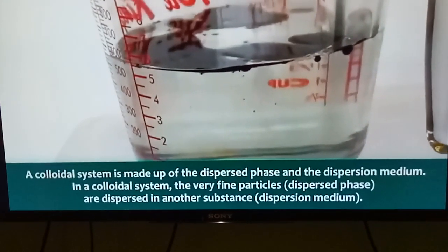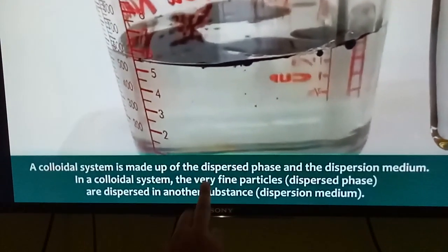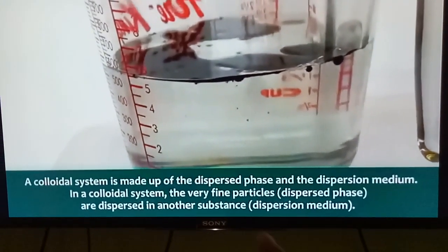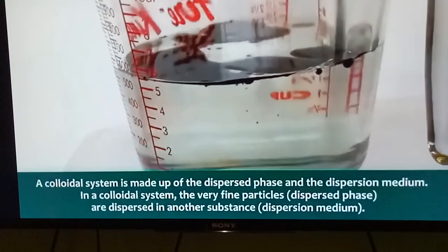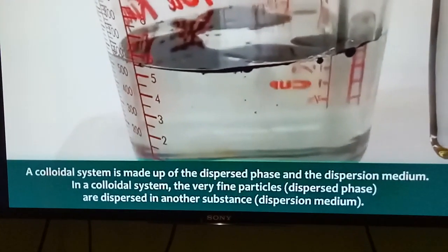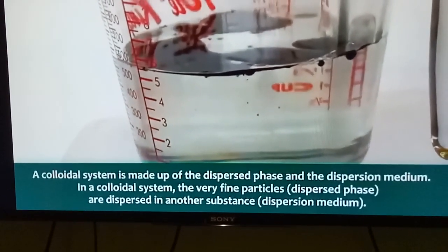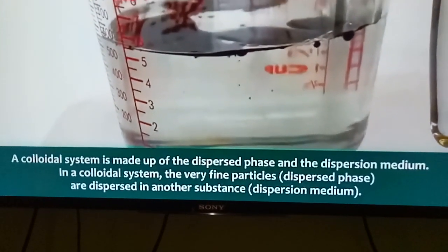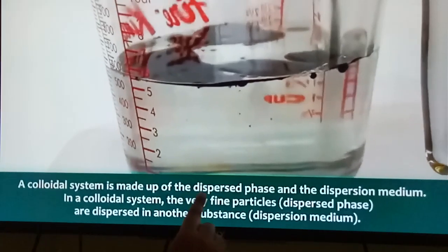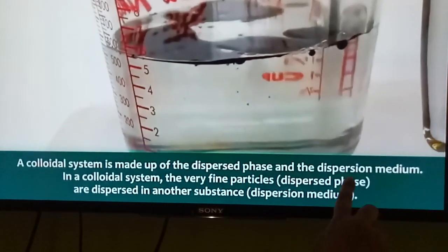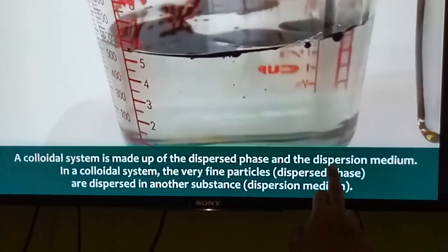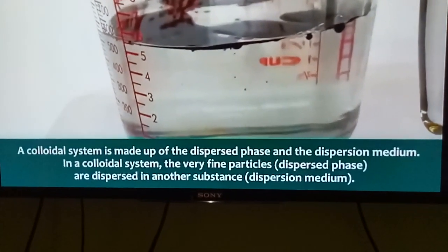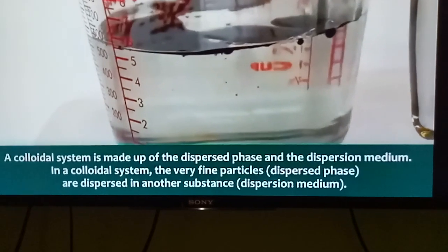Like that, there are many fine particles, which are called the disperse phase. In which medium are they dispersed? In the water. The main solvent present in the milk is water only. So what is present in the milk? The fat particles. And these fat particles are called the disperse phase, present in the dispersion medium. So a colloidal system is made up of a disperse phase and a dispersion medium.